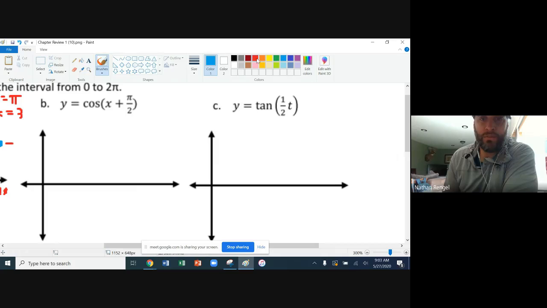Heading on to part 2, we've got cosine of (x plus pi over 2). There's no k value, so this just shifts us. H is going to be negative pi over 2, so it's shifting us to the left, pi over 2.